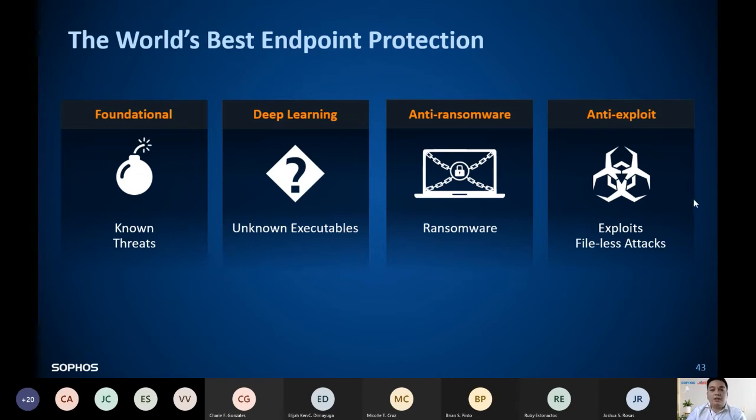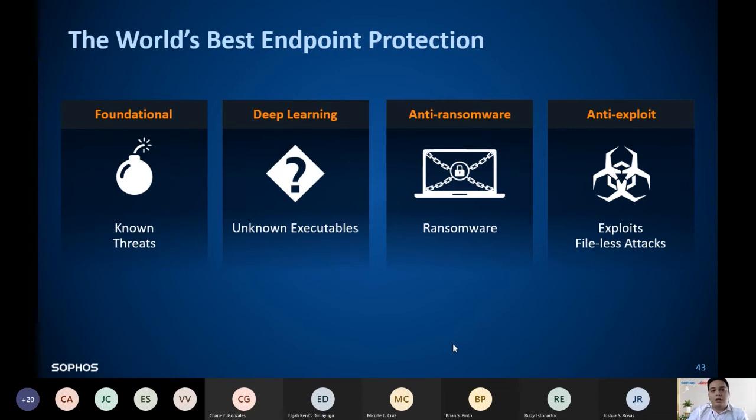Okay. But it doesn't stop there. The Intercept X advanced technology doesn't stop on the foundational layer. It also goes into deep learning using AI and machine learning, or an advanced form of machine learning, which is what we call deep learning, and also goes into a very specific engine, which is the anti-ransomware. We call it the CryptoGuard. Lastly, it also has a specific engine that looks into exploits.